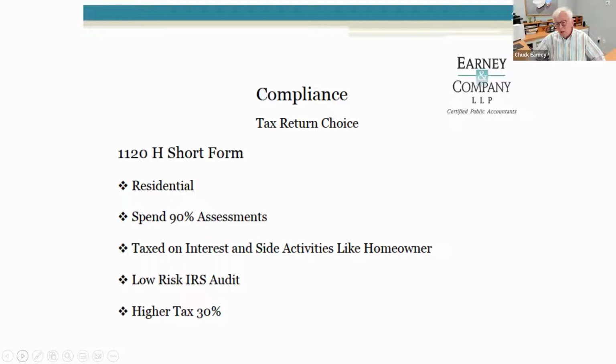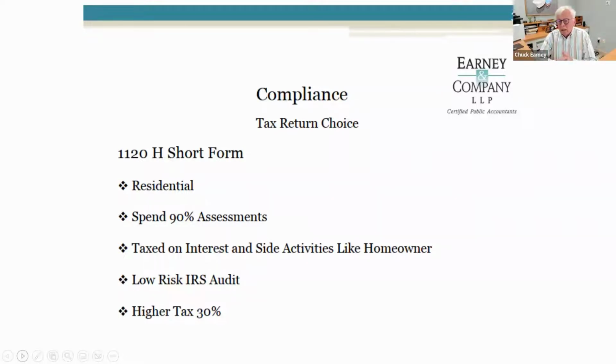You mow your lawn, you can't deduct that. Similarly, the H return is designed so that when you collect assessments and use them to make repairs or manage and operate an HOA, like operating your home, the money you bring in, the assessment, and what you spend is neither taxable income nor deductible. It's just exempt from tax, which is great news.